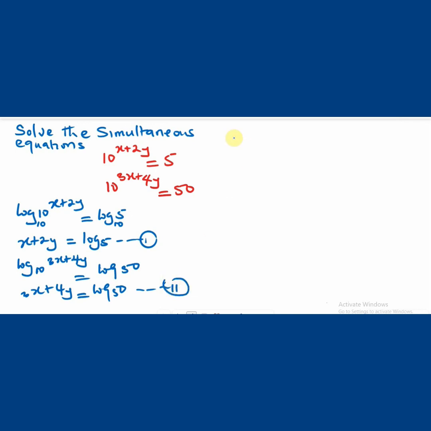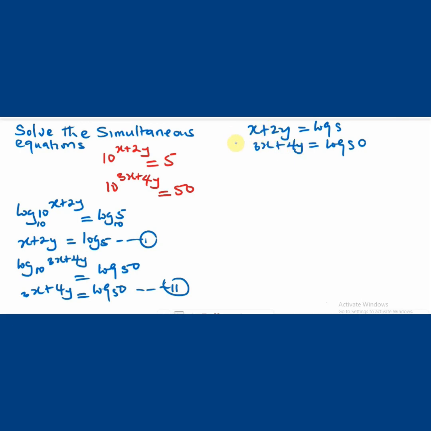Now the next thing is I'm going to write out these two equations. x plus 2y is equal to log 5 and 3x plus 4y is equal to log 50. So the next thing to do is I'm going to apply the elimination method. But before doing that, I'll try to make the coefficients of y in the first equation the same as the coefficients of y here in order to eliminate y.